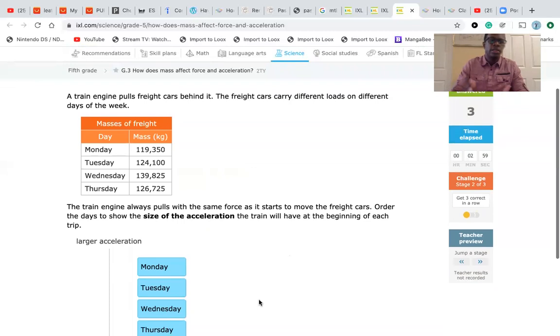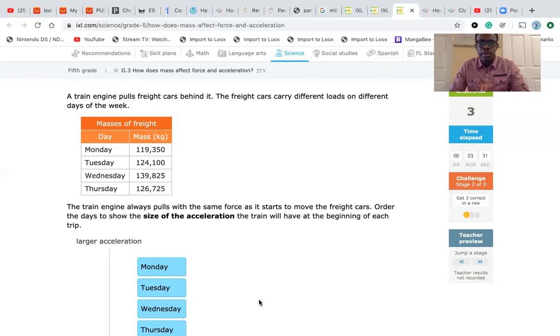All right, second set. A train engine pulls freight cars behind it. The freight cars carry different loads on different days of the week. So these are the different masses. The train engine always pulls with the same force as it starts to move the freight cars. Order the days to show the size of the acceleration the train will have at the beginning of each trip. So, it switched it on us. They don't want to know what the force is, they want to know what the acceleration is.